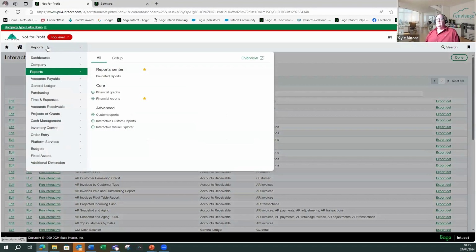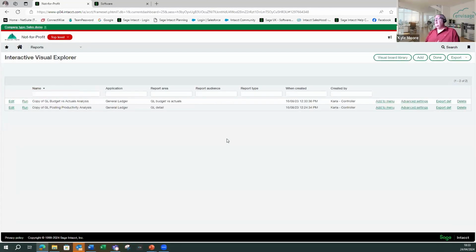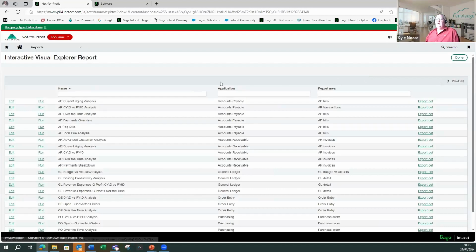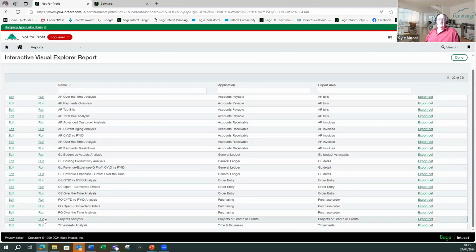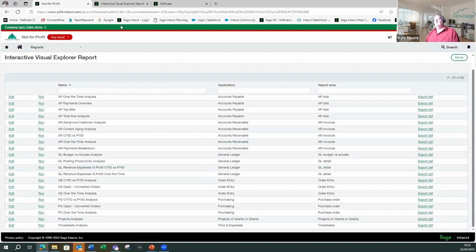Finally, in reports, we have the interactive visual explorer. Again, there's a visual board library here. What I want to do is look at some of the projects or grants to show you some of the information that we can store within these grants. If I look at my interactive visual explorer, there are also postings for budgets, converted orders, purchase orders, open items, etc. So all of the things that you would need, timesheet analysis as well.